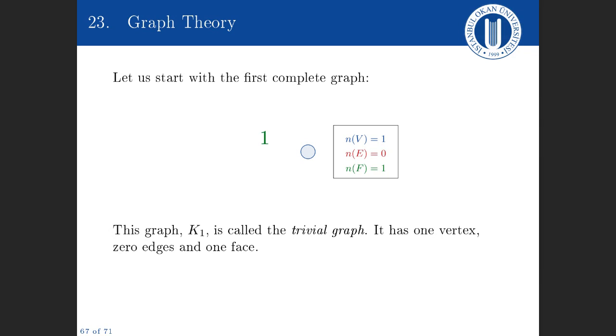This is K1. 1 vertex, 0 edges, and 1 face. We can do Euler's formula for this graph. 1 minus 0 plus 1 is equal to 2. So this one at least satisfies Euler's formula, which is equal to 2.